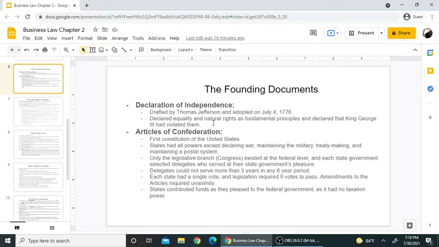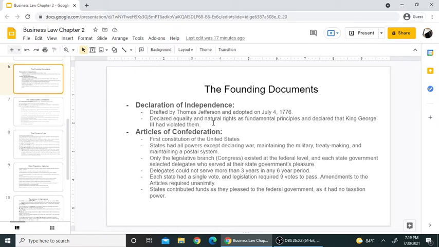Okay, so let's talk about some of the founding documents. The first is the Declaration of Independence, which was drafted by Thomas Jefferson and adopted July 4th, 1776. July 4th is celebrated as Independence Day because of the adoption of the Declaration of Independence. It declared that equality and natural rights are fundamental principles, and that King George III had allegedly violated them.